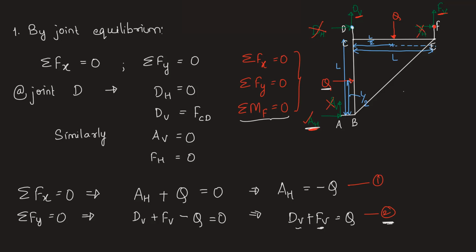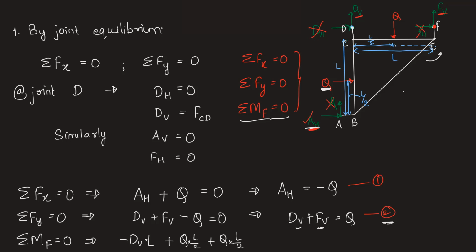So let's use that. We have summation of moment about point F should be 0. Let's take the moment about point F. So this reaction force DV into the length L will create clockwise moment. Let's take anti-clockwise positive. So it will be minus DV into L. Then this downward force Q will form anti-clockwise moment about point F. So it will be positive. We have plus Q into L by 2. Then we have this rightward force Q again forming anti-clockwise moment. So we have plus Q into L by 2.